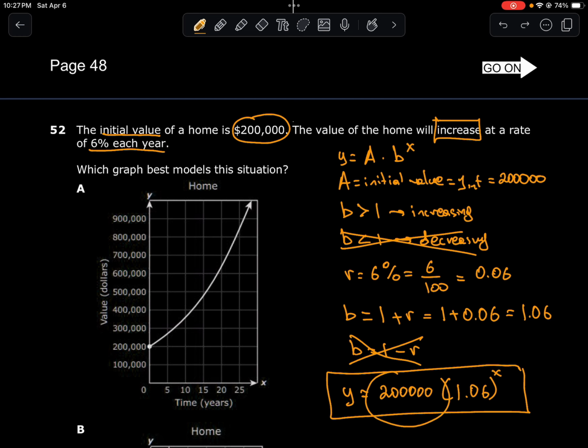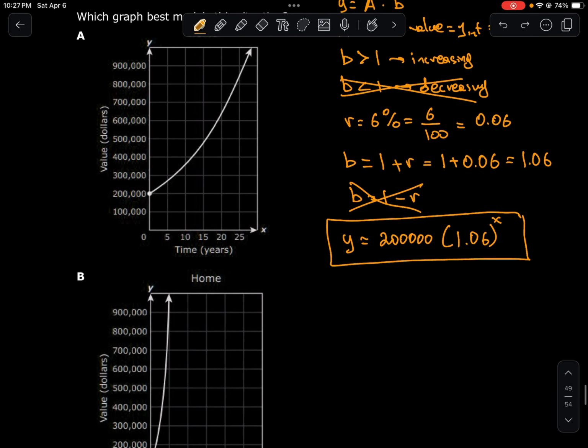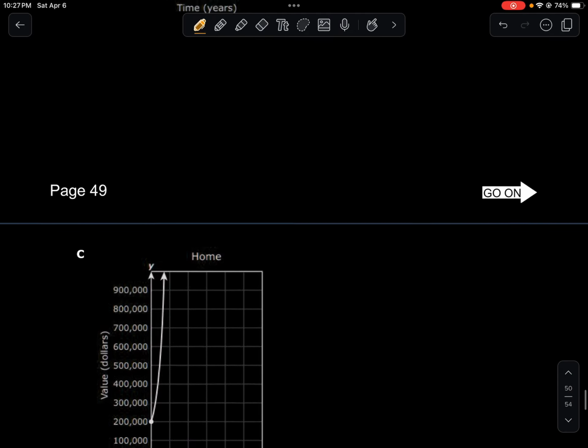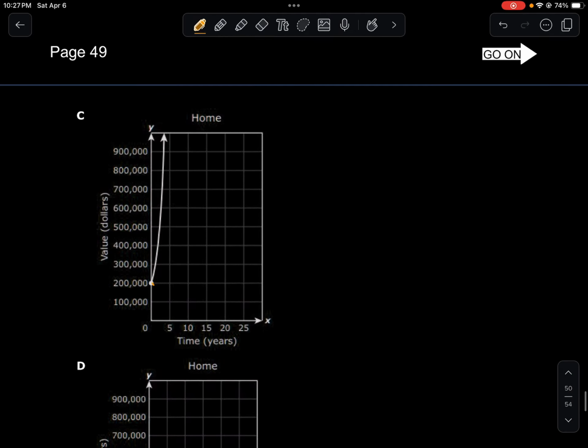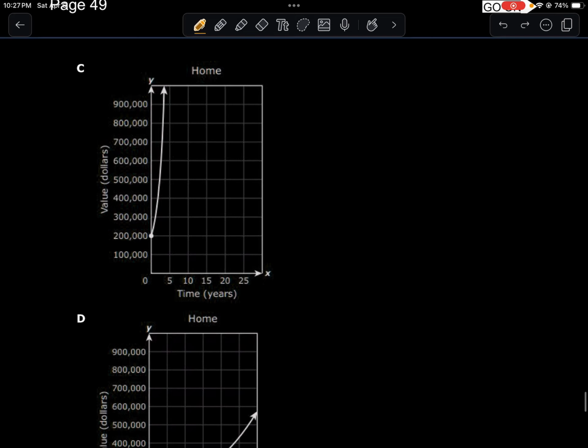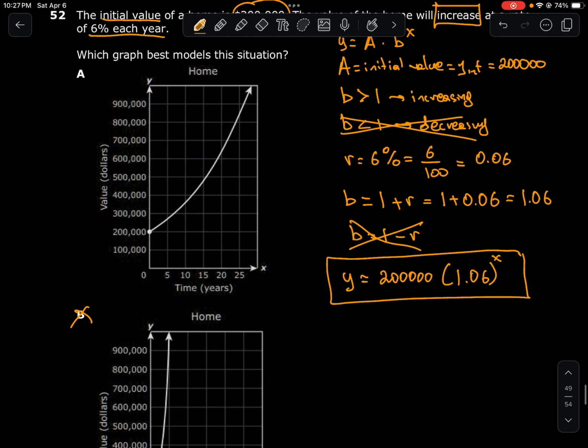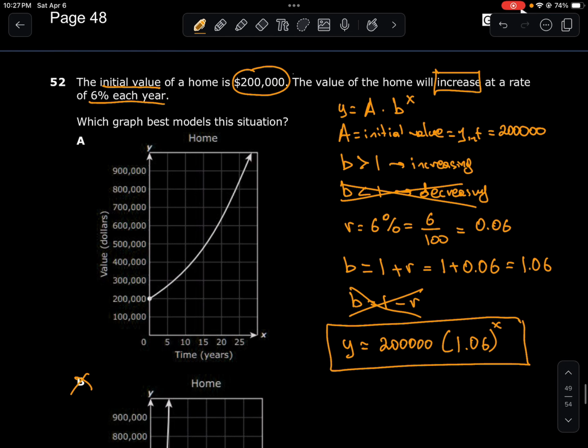First, I'm going to start with the 200,000. That's the initial value. This one passes the test. That could be it. A is okay. This one starts with 100,000. That's not it. So it's not B. C also starts at 200,000. It can be. This D starts at 100,000. That's not it. So it's between C and A.